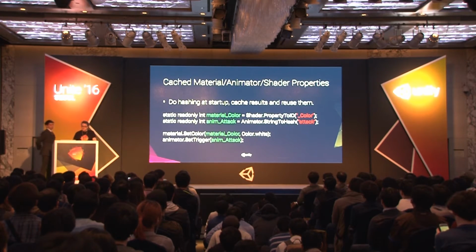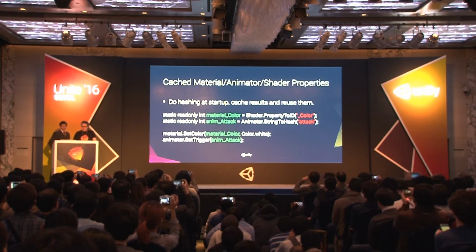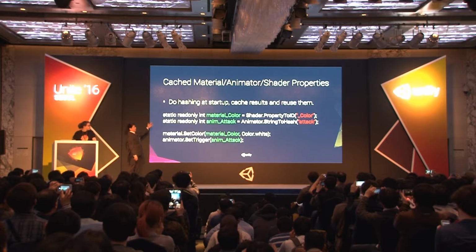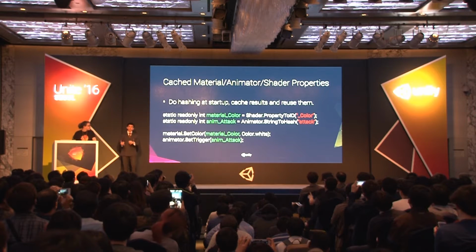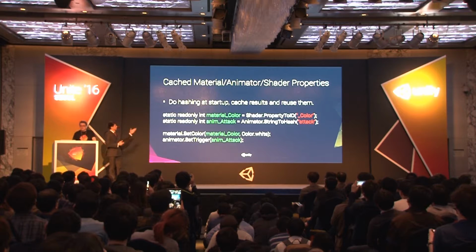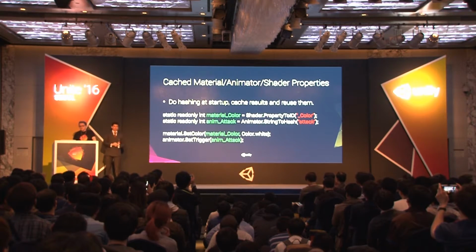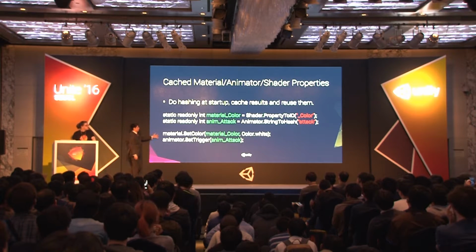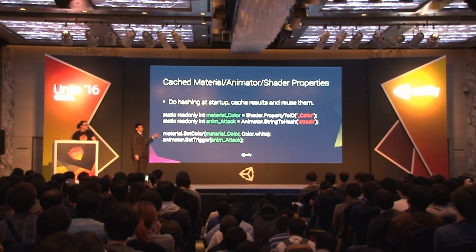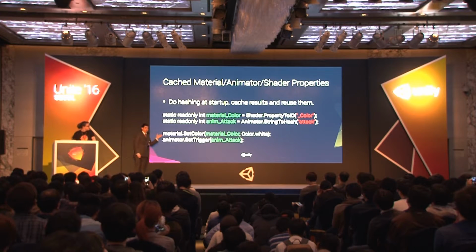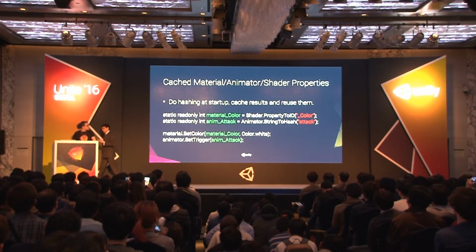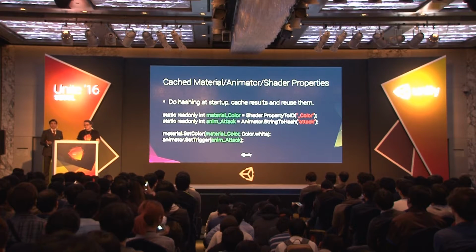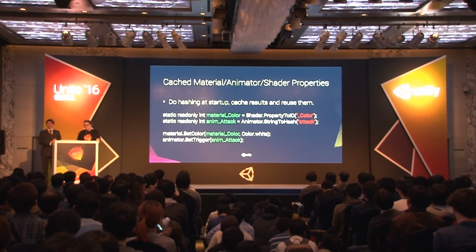And the fix is very simple. You just hash the strings once. You can make a class somewhere that holds the property IDs, and then you use these two methods: shader property to ID for materials and shaders, and animator string to hash for animator properties. These will return an integer, which you simply capture off and use whenever you call set color, set trigger, or any other get or set method on a material, shader, or animator. This, of course, entirely avoids the hashing. It's very simple to do. It's effectively free performance, so I encourage everyone to go out and fix their games right now.